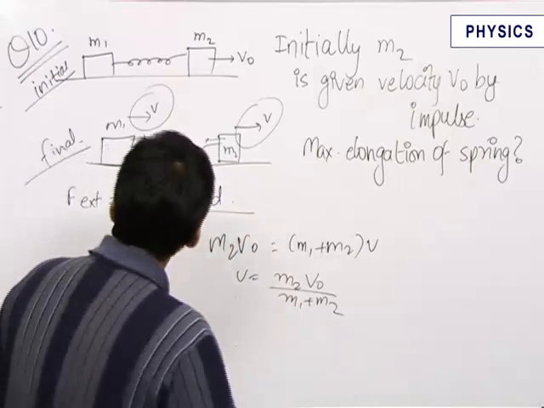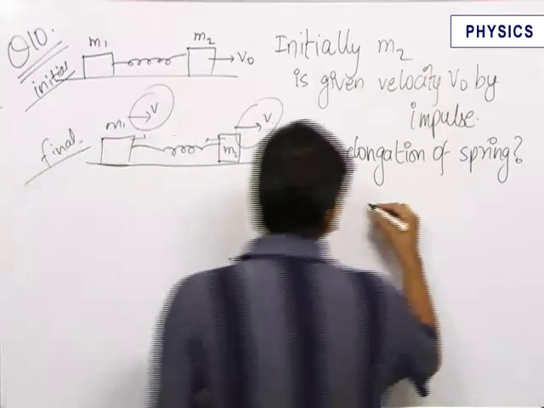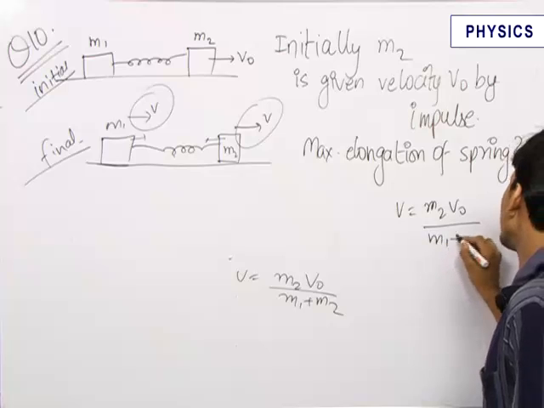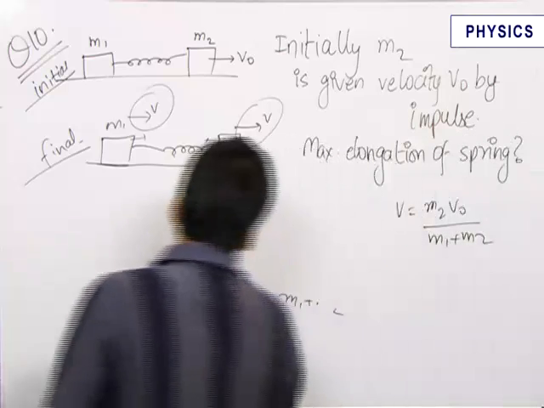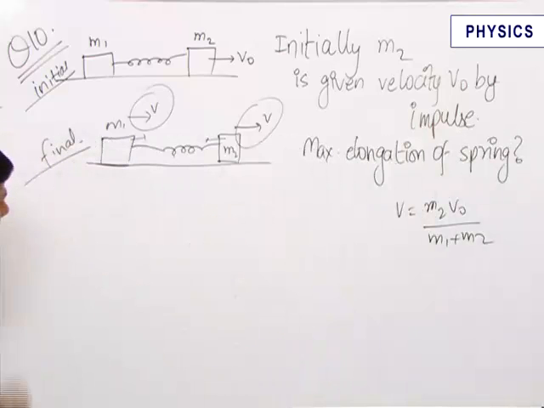Now we remember this result, v is equal to m2 v0 upon (m1 plus m2). Why we did this will become clear now.